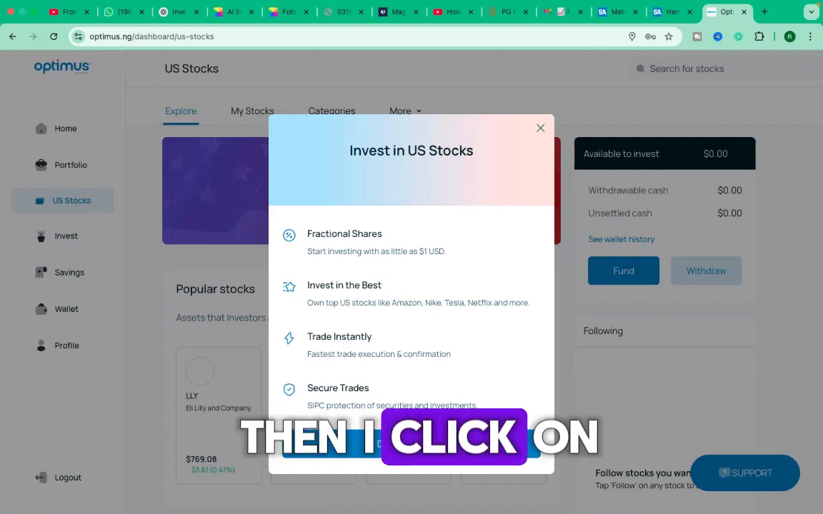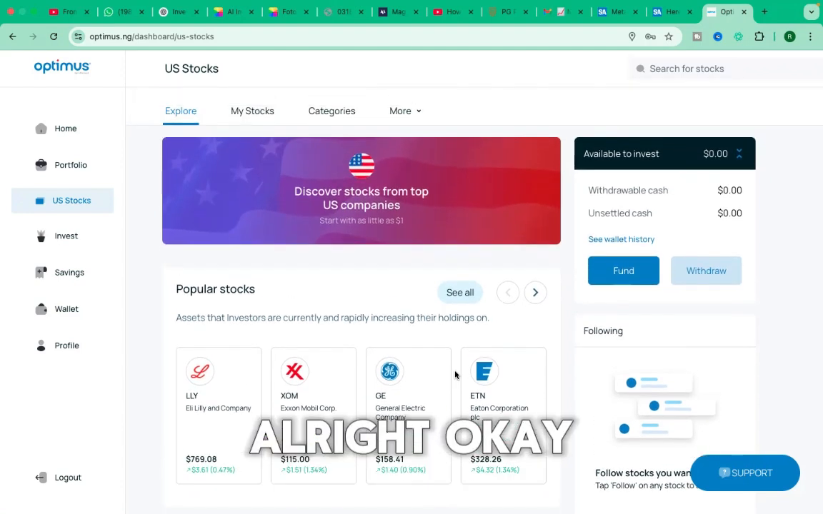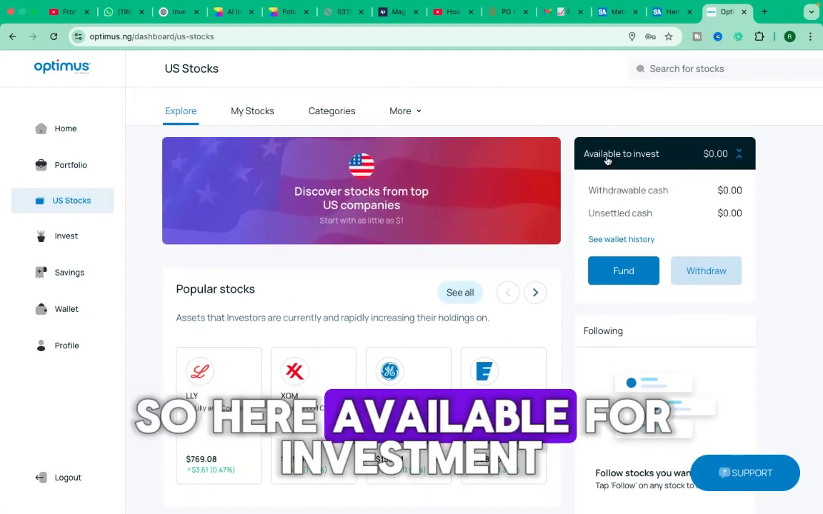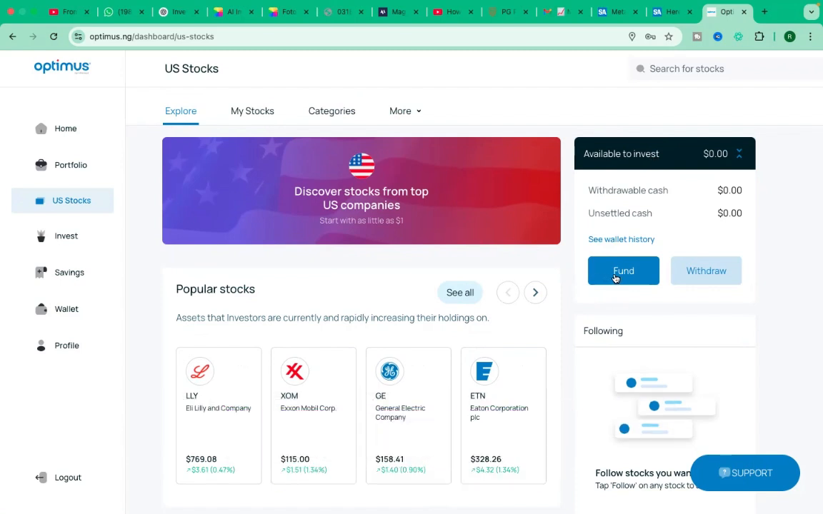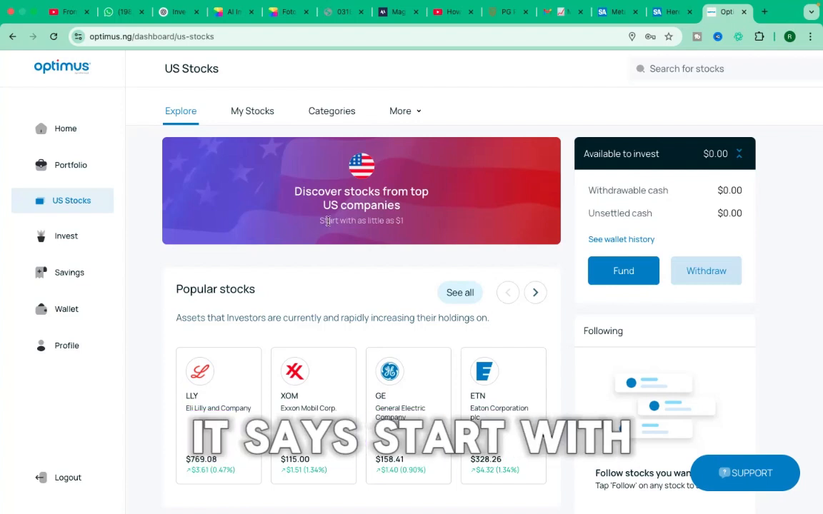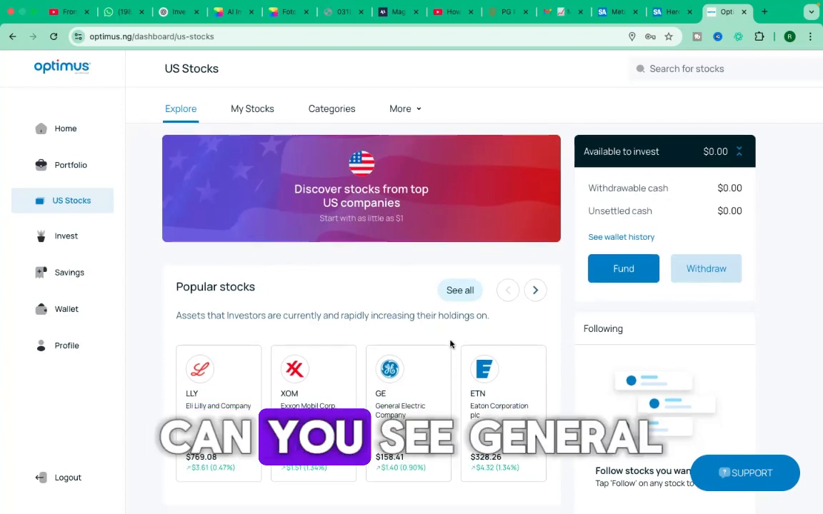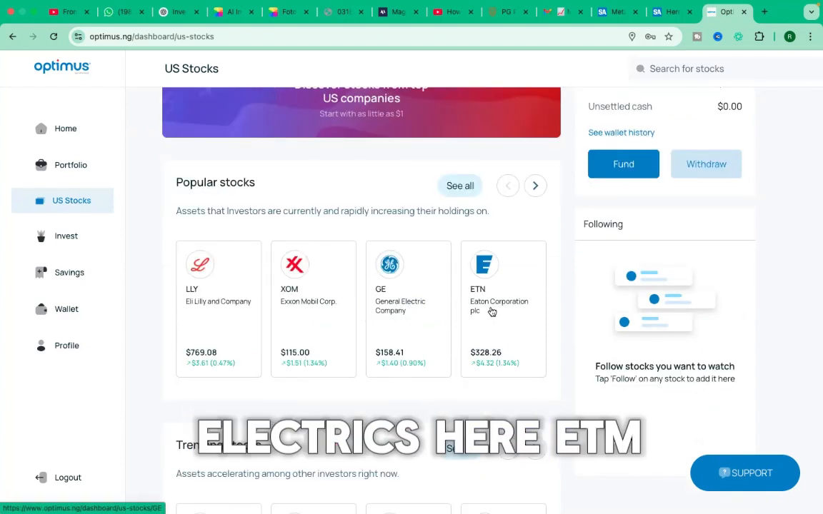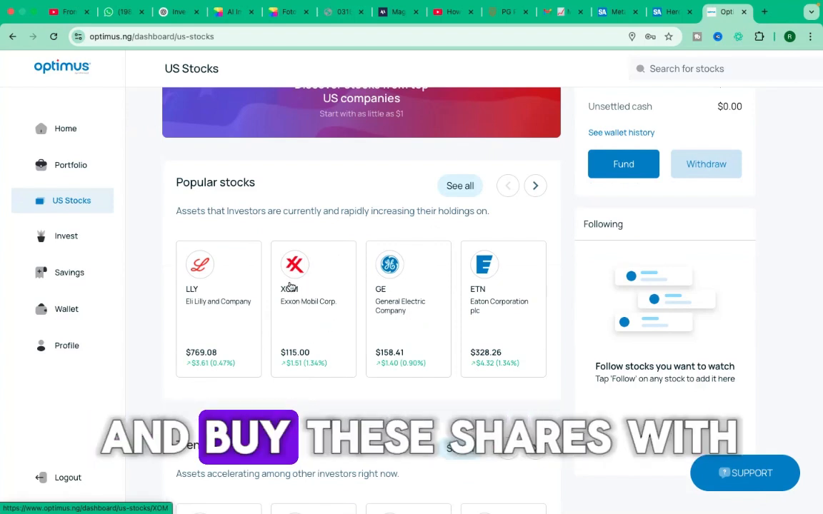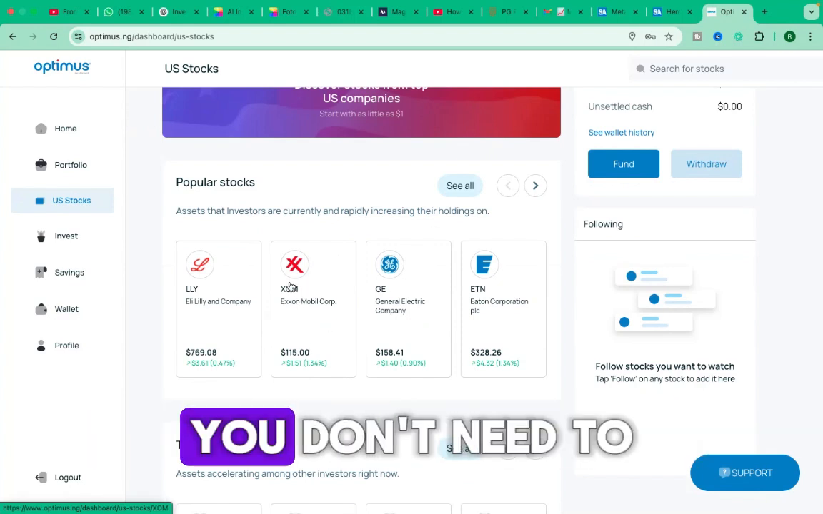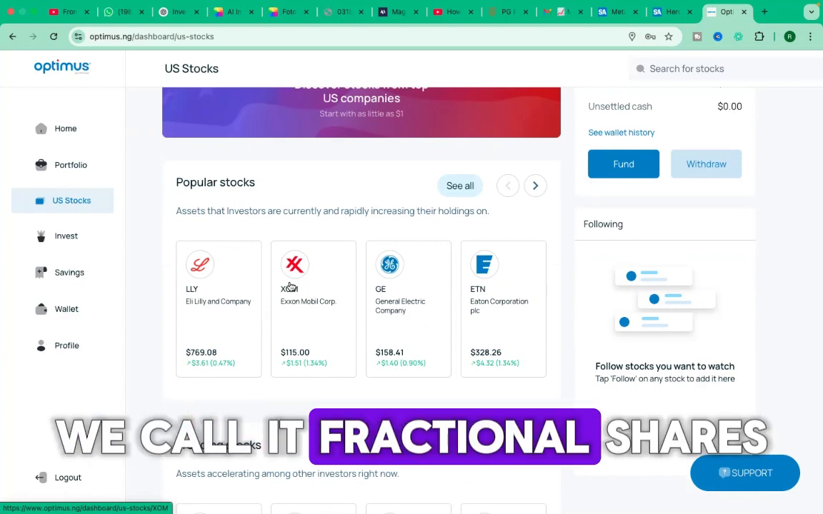And then I click on discover a stock. Okay. So here, available for investment, I have to click on this fund. You see, because it says start with as little as $1. Can you see? General Electric is there, ETN, ExxonMobil, and things. You can come here and buy these shares. You don't need to have the millions. You can buy it in fraction. We call it fractional shares.